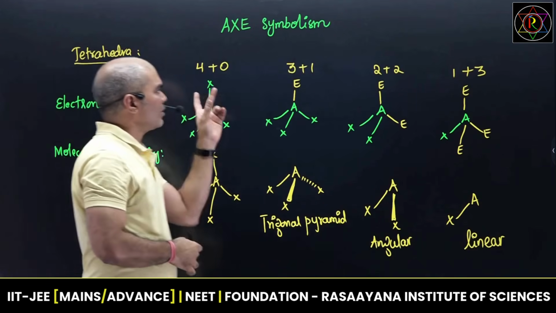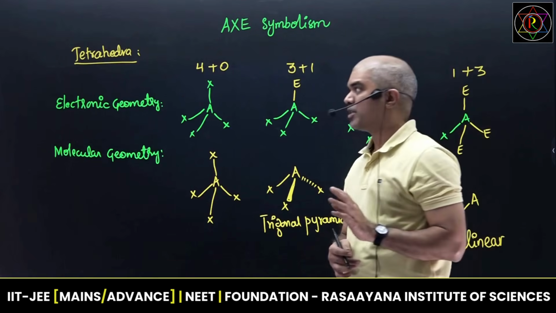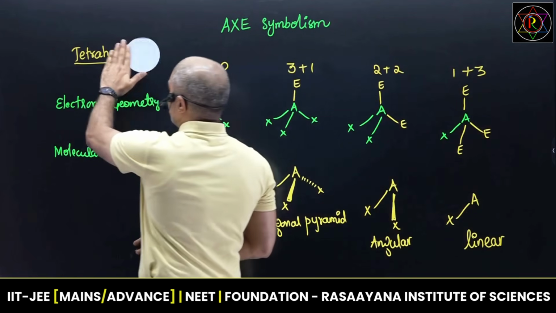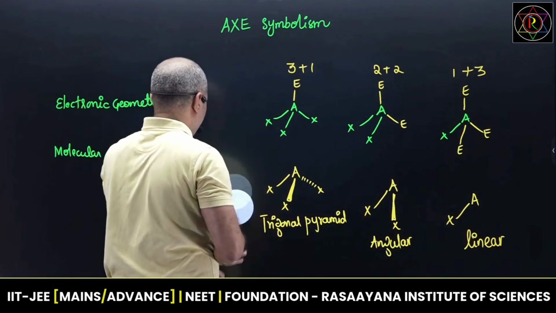4 can have different combinations: 4 plus 0, 3 plus 1, 2 plus 2 or 1 plus 3. Let me choose the most important geometry, trigonal bipyramidal geometry.